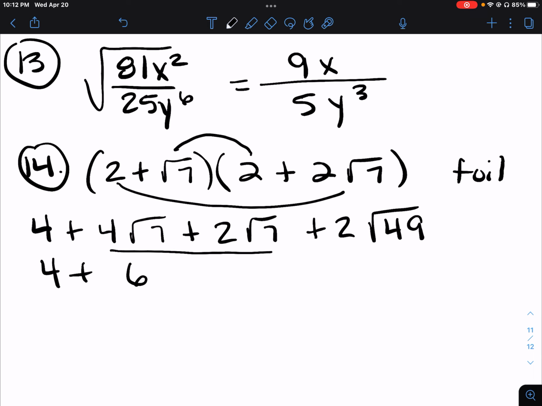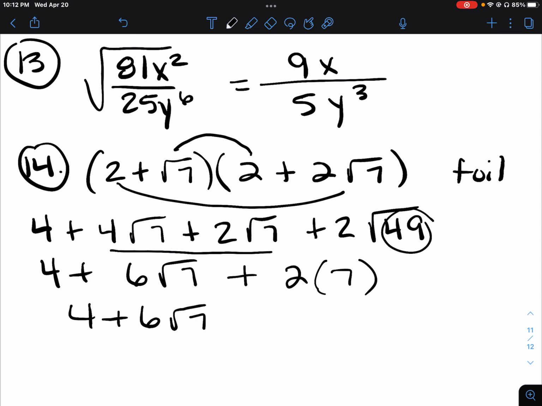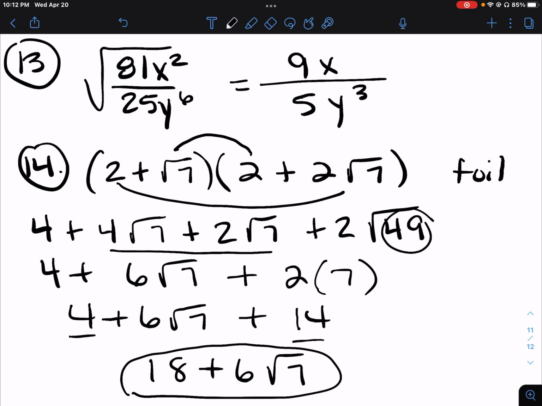These are like terms that can get combined. The square root of 49 is 7. 2 times 7 is 14. And 4 plus 14 is 18. Don't do anything else because those are not like terms.